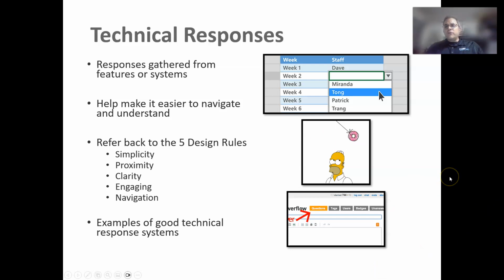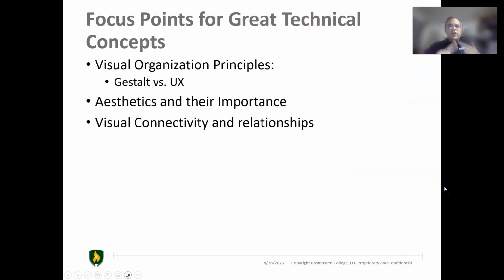That's what we're going to be focusing on this week, especially with lecture this week. We're going to focus a lot on visual organization principles, Gestalt versus user experience. We're going to talk about aesthetics and their importance, and then visual connectivity and how those relationships bounce between those connective elements.